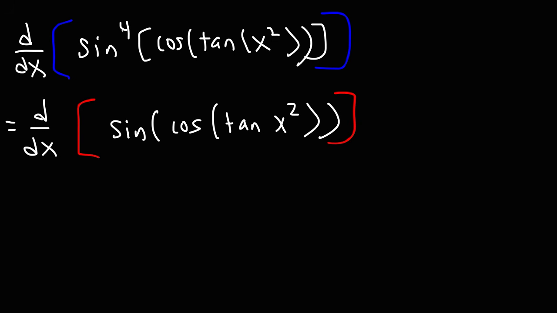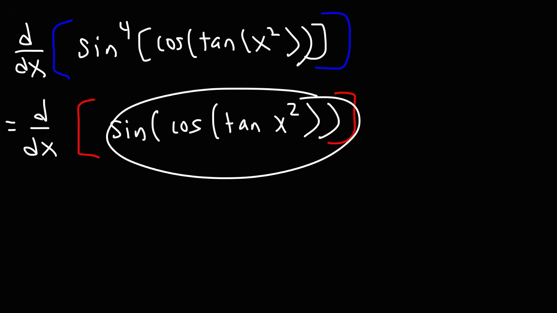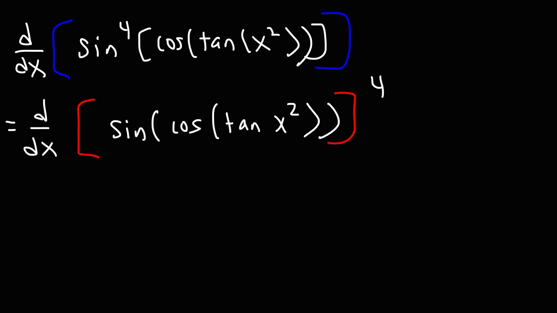So basically what this means is that this whole thing is raised to the 4th power. And it affects the way you're going to apply the chain rule, because before you can differentiate the sine function, you need to use the power rule on that exponent. So let's move the 4 to the front. So it's going to be 4.